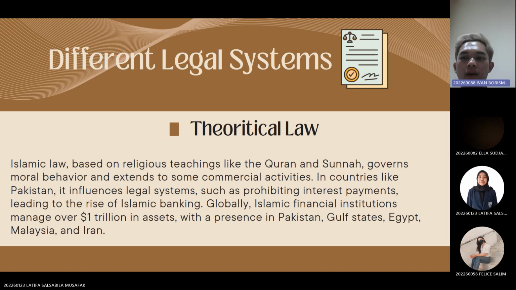While theoretical law may not have a direct parallel in the Indonesian legal system, theoretical legal concepts are often studied and discussed within academic and legal circles. These concepts may include theories of justice, legal philosophy, and jurisprudence. Scholars and legal experts in Indonesia engage in theoretical discussions to analyze and critique legal principles, systems, and practices, contributing to the development and refinement of the legal framework.